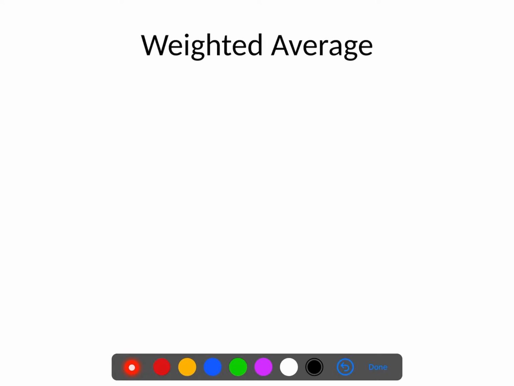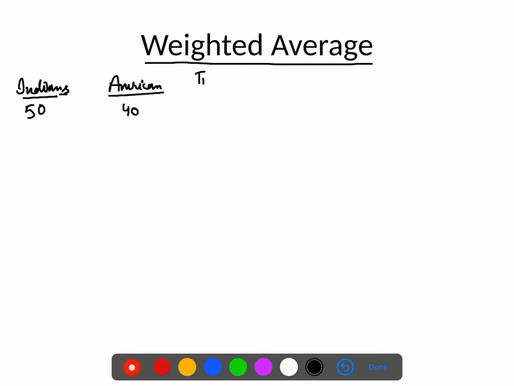The next very important topic out of average is weighted average. For example, let me take one situation. There is a group of Indians, whose average GMAT quant score is 50, and there is a group of Americans whose average quant score is 40. The situation is two groups are merged. So what will be the final average?